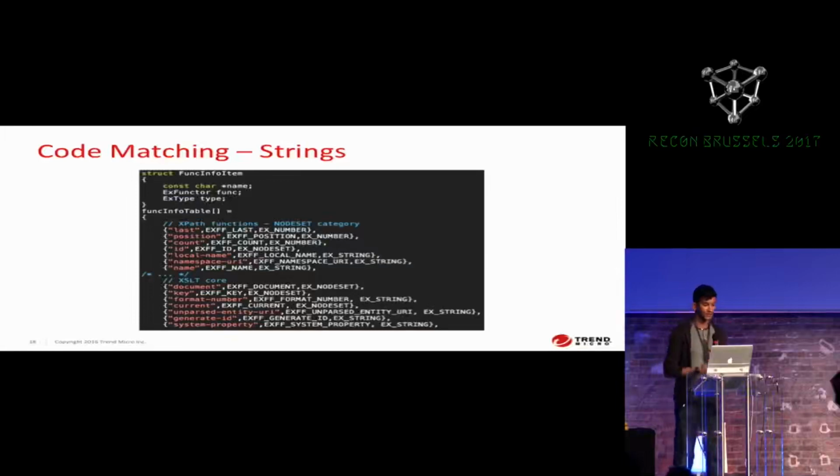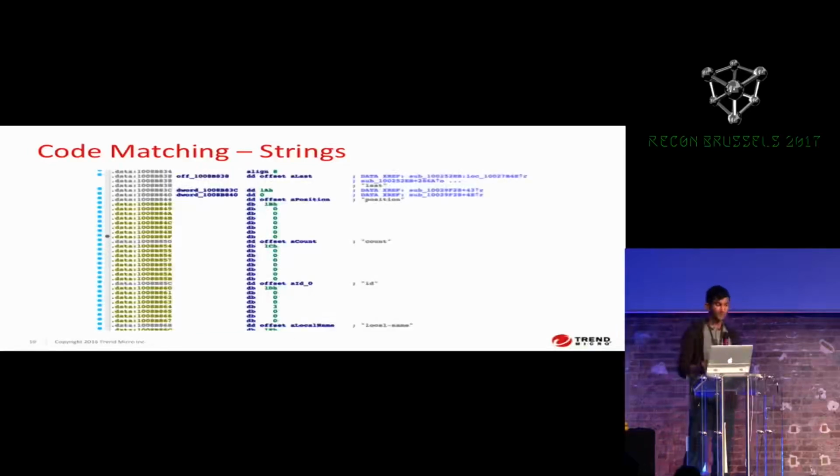So I started off using a very, very well-known technique, and that's just looking for strings. Here we have this struct that has a pointer to a string, followed by two enum values, an xfunctor and xtype. But in the binary, that's just going to look like raw integers. And since this is a 32-bit application that we're looking at, it's only going to be a DWORD each. And so if we look for last in position, we see a structure, and we can kind of glean that this is the exact same structure we were just looking at, the func information table.